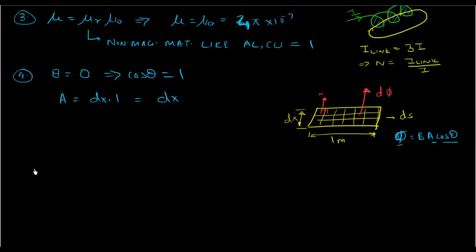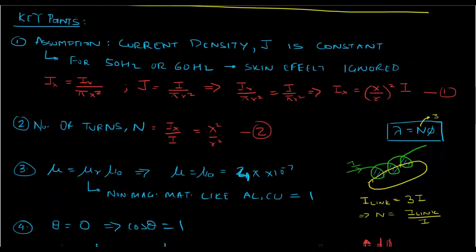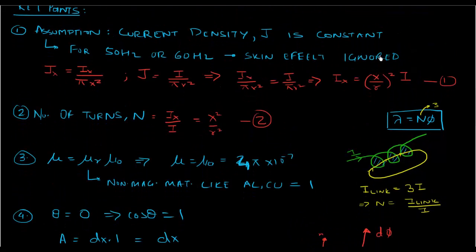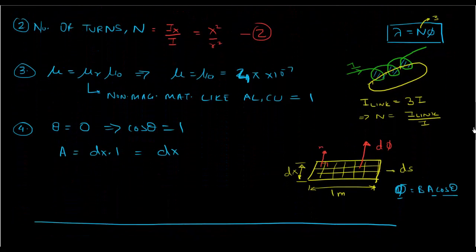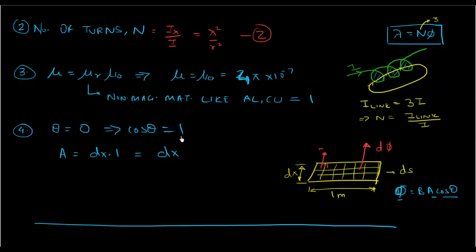So those are the key points I wanted you to remember. Once again, let's have a look at them very quickly. The first one, current density is assumed to be the same. That gives us the value for I x. Then the number of turns, we saw what number of turns really means. It's basically the ratio between the current linked over the total current. So we have that equation here, I x over I. We've seen that for our case, mu r can be assumed to be 1, and therefore mu is nothing but mu naught. We've seen that for the surface area, our area is dx, and cos theta in this case is 1. Let's now do our derivations.